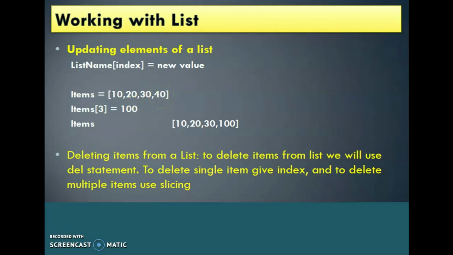40 is the value. This 40 value will be changed with a new value, that is 100. Updating elements. Then in the items list, we can see the values are 10, 20, 30 and 100.